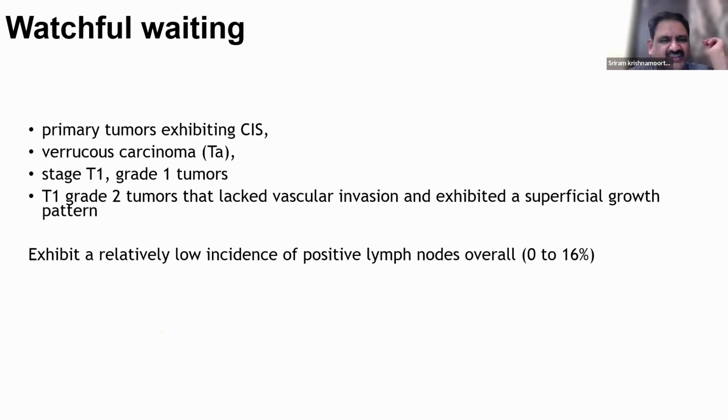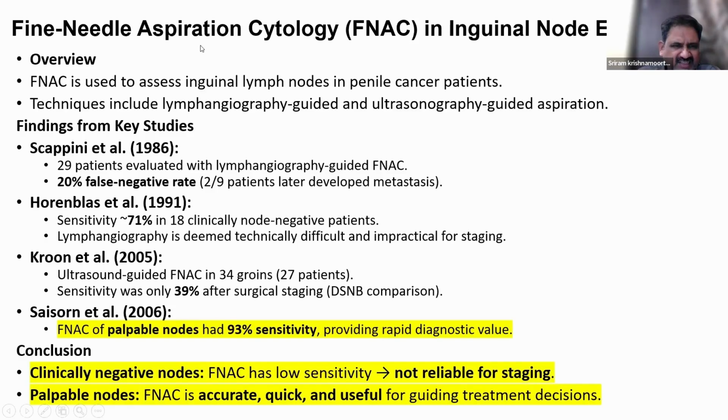If supposing there is only CIS, and if you've removed that, if there is a verrucous carcinoma where you are pretty sure that it is not going to harbor any underlying malignancy, underlying squamous cell carcinoma, I'm sorry, underlying T1 lesion, then you can always safely follow surveillance here. You can always wait and see whether it progresses further. A T1 G2 lesion that lacked vascular invasion, that also can be, if you want, you can follow it. There is no need for you to go for an extensive procedure after this. FNAC, there are pros and cons of FNAC. You can read about all these things. Okay.